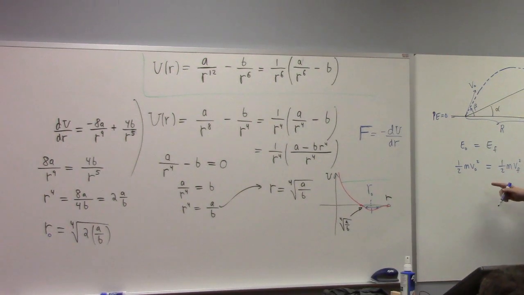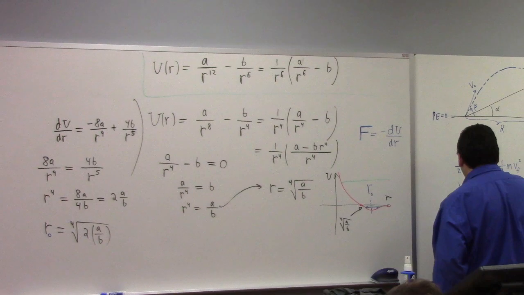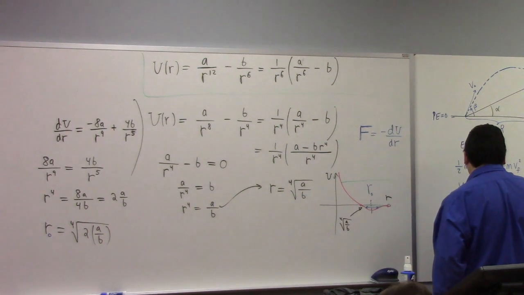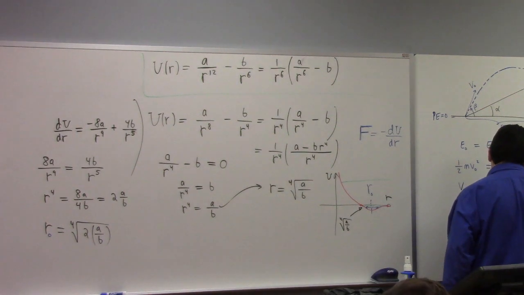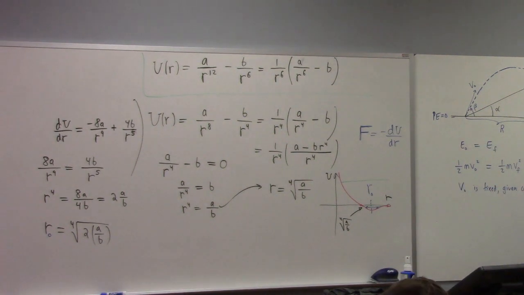Keep in mind that v naught is a fixed, given constant for this problem. How is v f related to v naught? You guys know? We have equations, right? We know that v naught as a vector is what? We've got a beta there, don't we? So v naught cos beta, v naught sine beta.